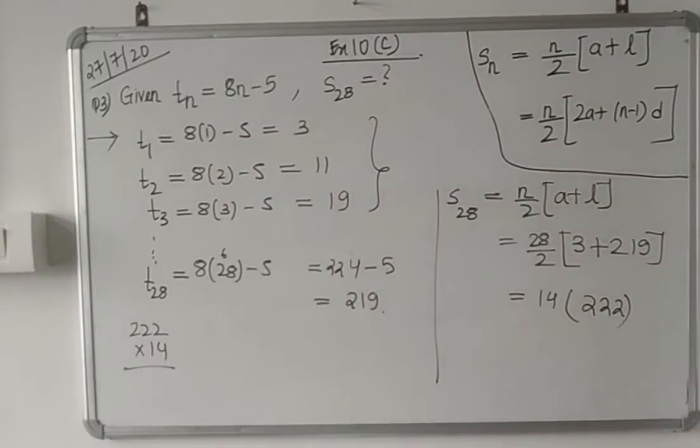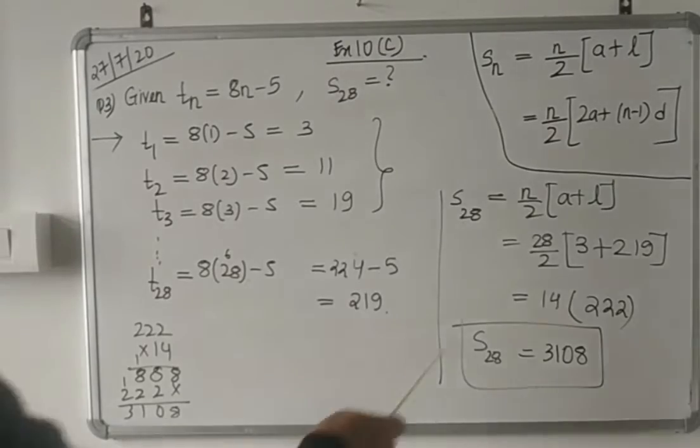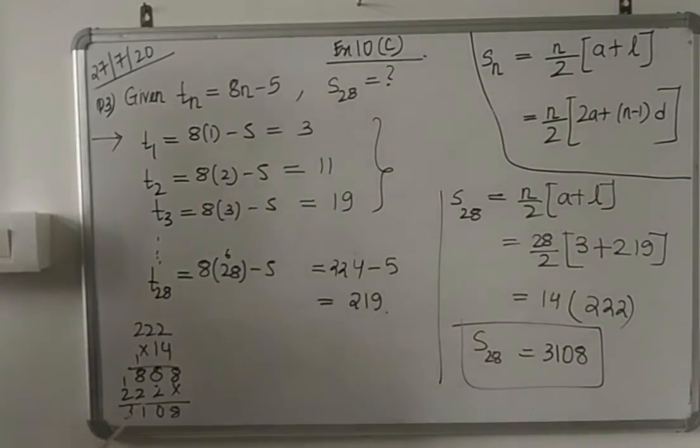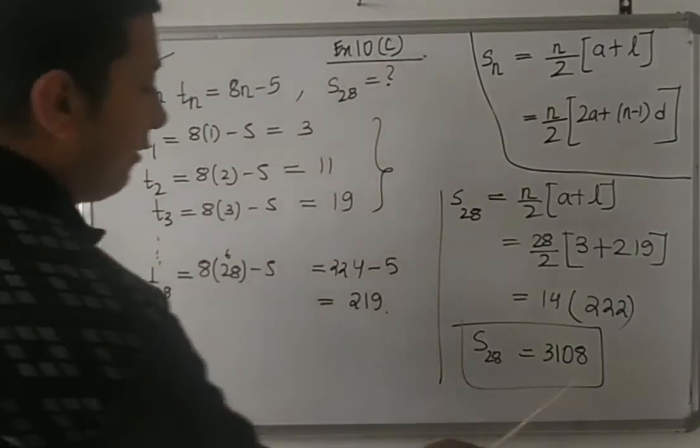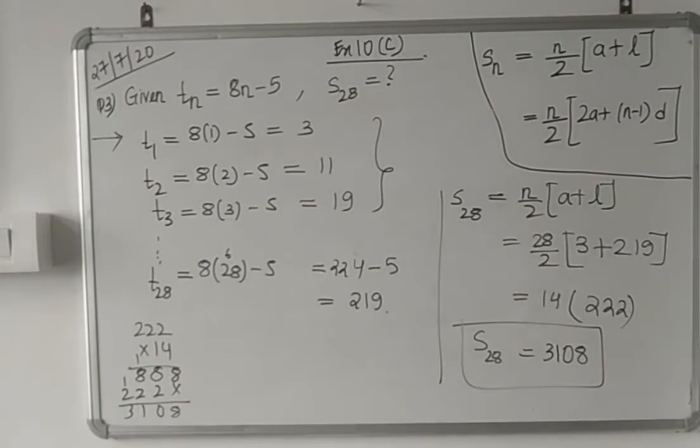Pause the video till then. Okay, so when you multiply 14 into 222, then you'll be getting 3108. So hence the value for S28 is 3108. Pause the video and note it down. I hope you people are clear with this sum. Very simple and very, very easy and straightforward.